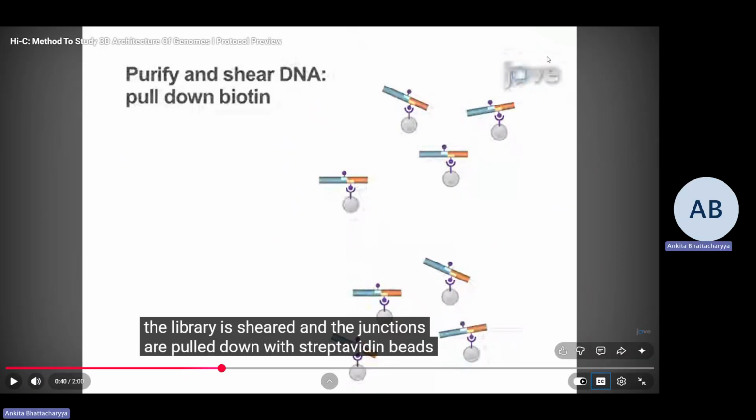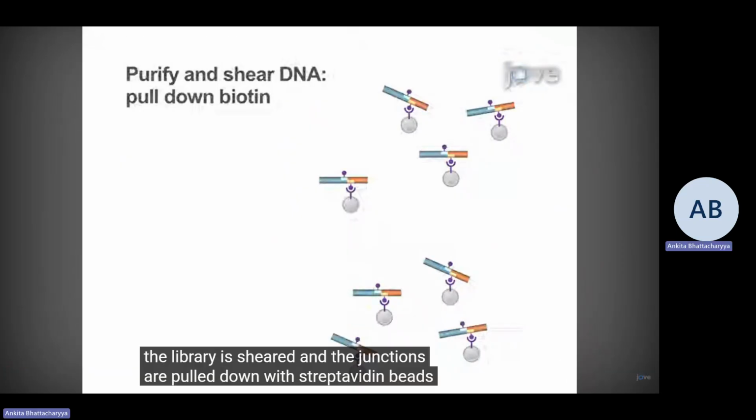Then the library can be sheared. The junctions that you get can be then pulled out using streptavidin beads, which bind to avidin, or sorry, to biotin, and then they can be pulled down that way.